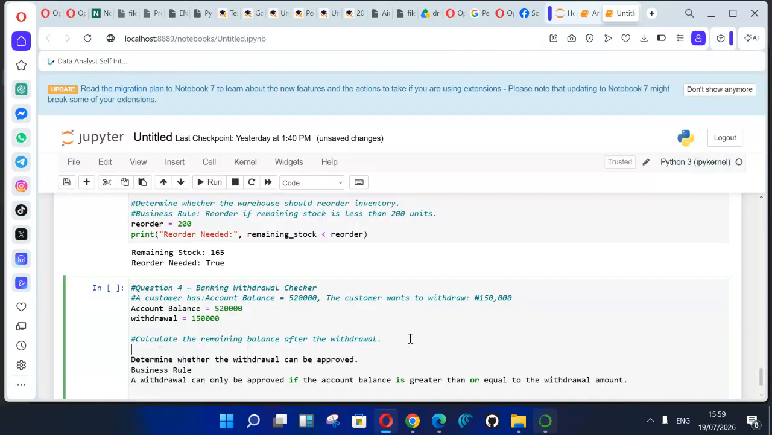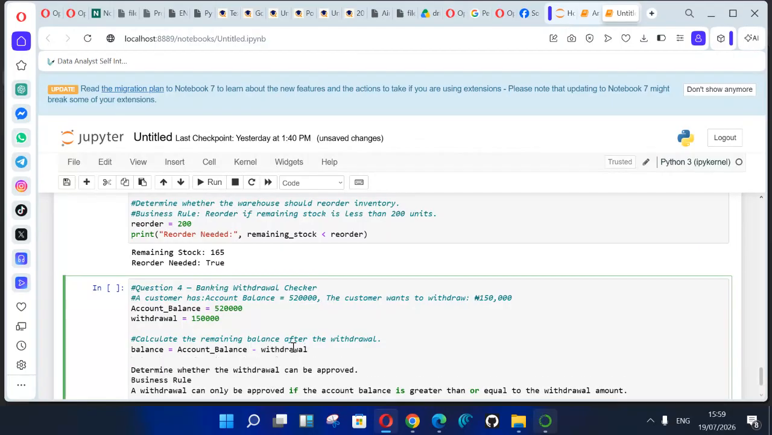So now this will be balance is equals to, please let's do this right. Let's name it right, please. We should always remember that our variable must be named right. So account balance minus withdrawal. So we'll now say print remaining balance.